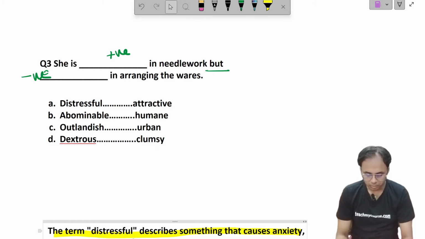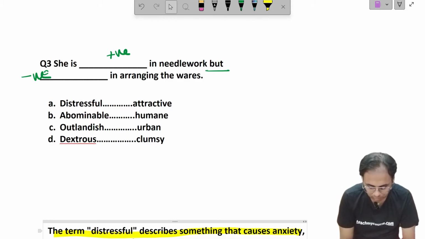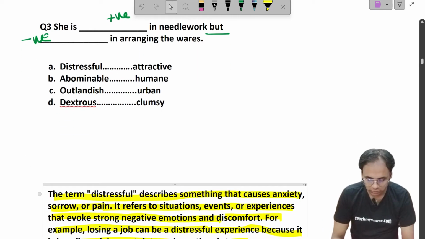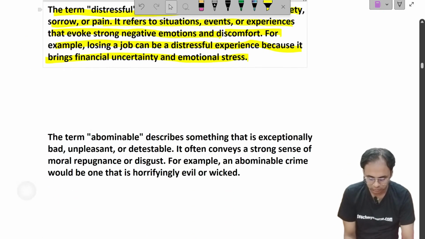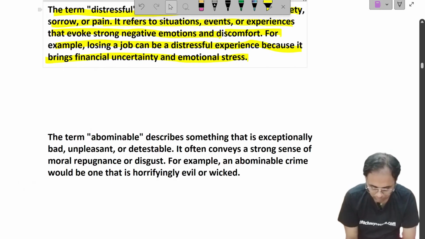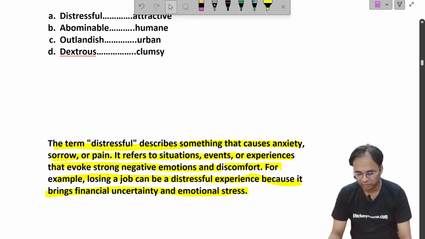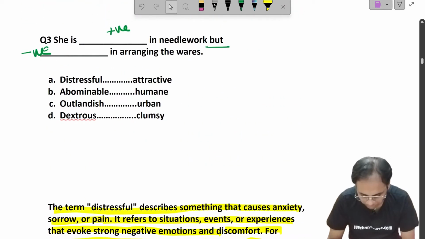Okay. Next word is abominable. Let's see the meaning of abominable, like "she is abominable in needlework." The term abominable describes something that is exceptionally bad, unpleasant or detestable. It often conveys a strong sense of moral repugnance or disgust. So an abominable crime would be horrifying and evil, very bad.